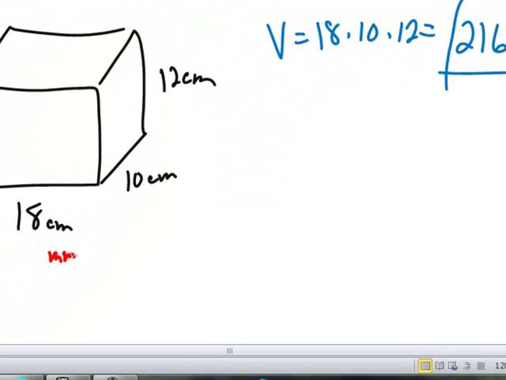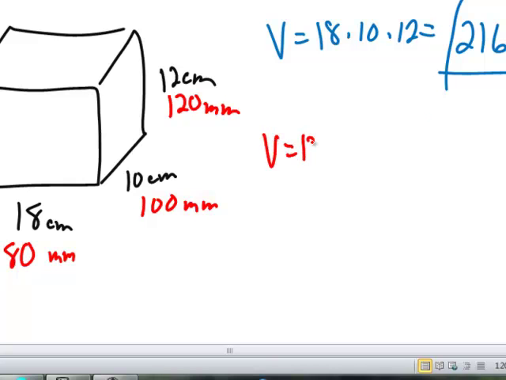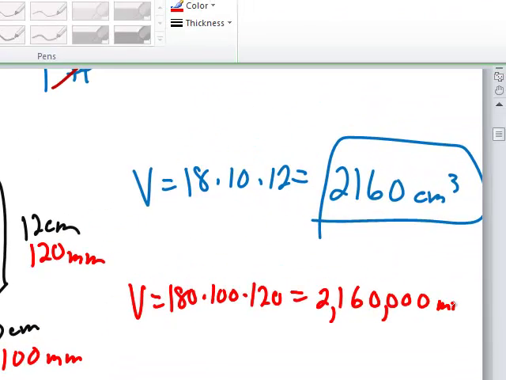But what if I put this in millimeters? What would this be? 180, right? Centimeters to millimeters is one spot to the right. This would be 100 millimeters, and this would be 120 millimeters. My volume is going to be 2,160,000 millimeters cubed.